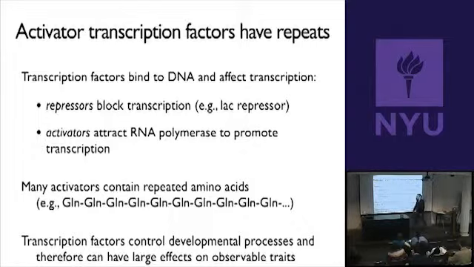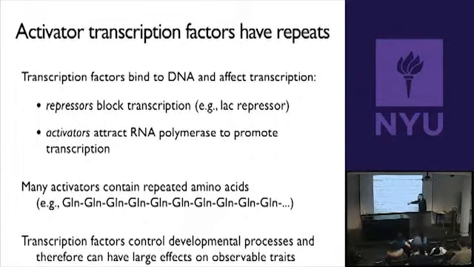There are also transcription factors that are activators. They also bind to a sequence near the beginning of a gene, and their presence there makes it more likely that RNA polymerase will come and start transcribing the gene. These are called activators. There's an activator for the lac operon that is controlled by the presence of glucose. It turns out that activators tend to have repeated amino acids. In fact, one of the favorite sequences within activators is glutamine, glutamine, glutamine, glutamine, and so on.